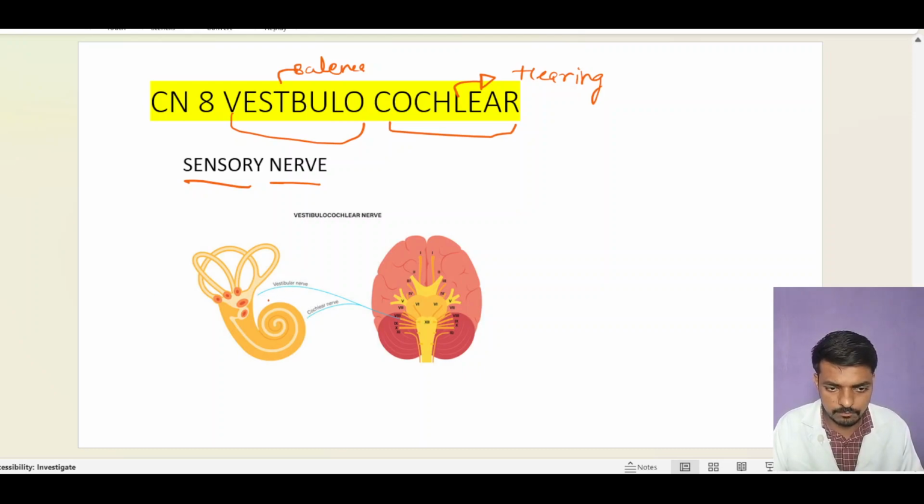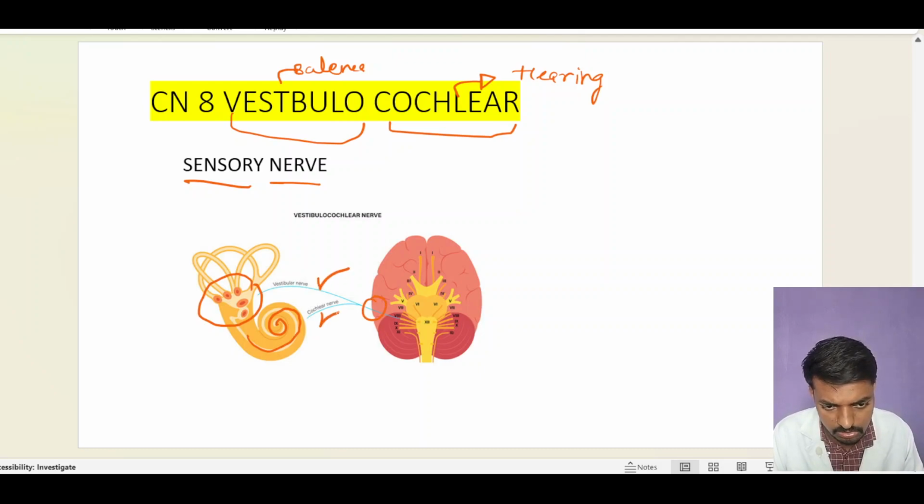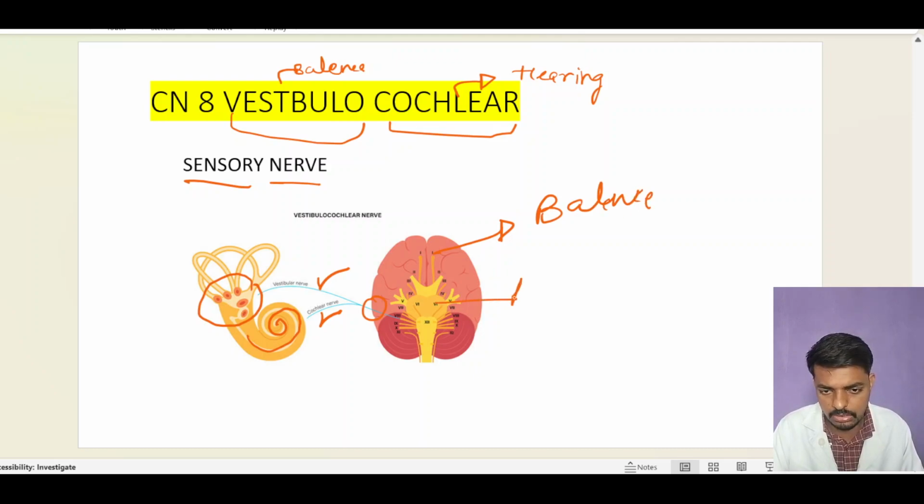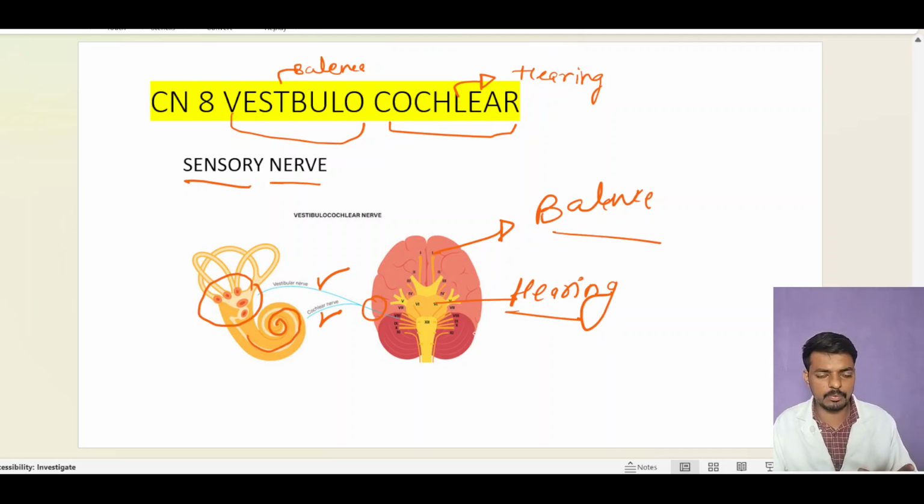Here comes our structure of the vestibule. This is our vestibule, and this round part is our cochlea. This is our vestibulocochlear nerve. This is the vestibular branch and this is the cochlear branch of the vestibulocochlear nerve, which supplies the vestibule and cochlea. This nerve is responsible for, very importantly, balance and hearing.